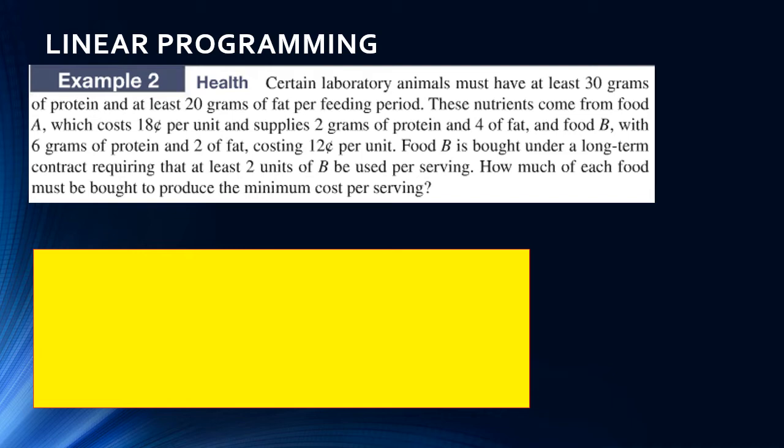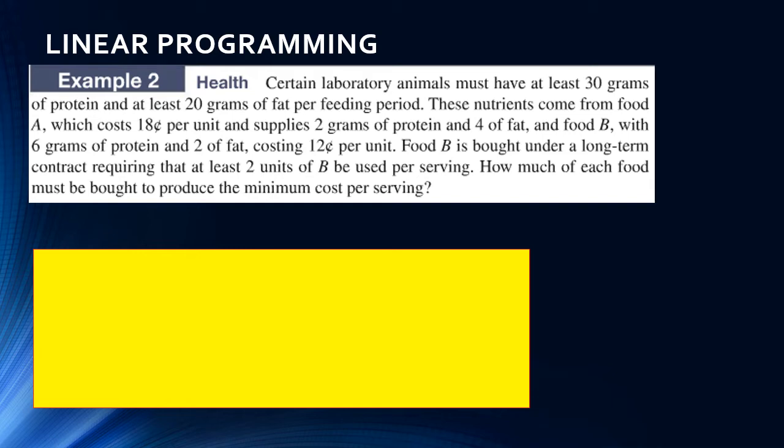Certain laboratory animals must have at least 30 grams of protein and at least 20 grams of fat per feeding. These nutrients come from food A, which costs 18 cents per unit and supplies 2 grams of protein and 4 of fat, and food B, with 6 grams of protein and 2 of fat, costing 12 cents per unit. Food B is bought under a long-term contract requiring that at least 2 units of B be used per serving. How much of each food must be bought to produce the minimum cost per serving?